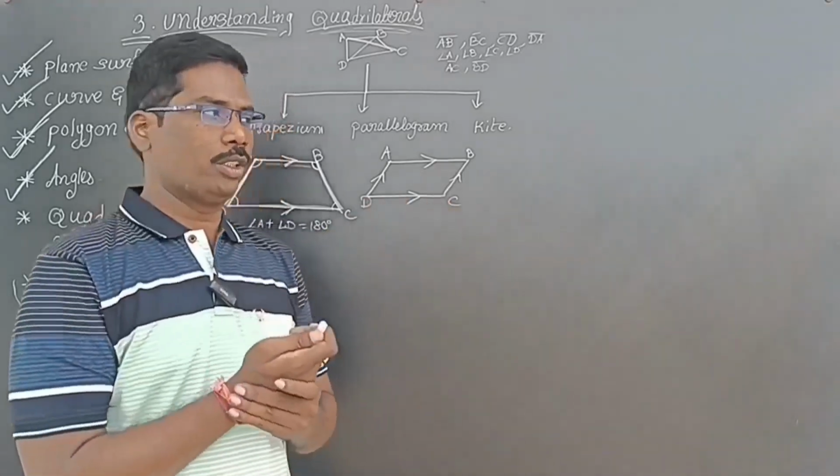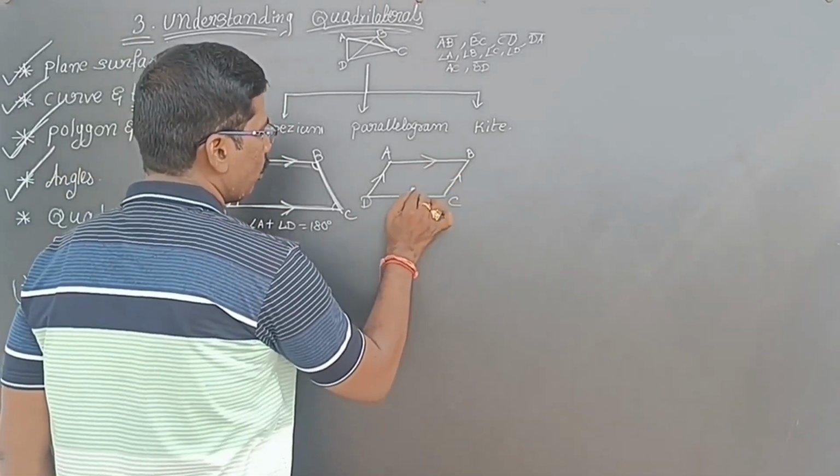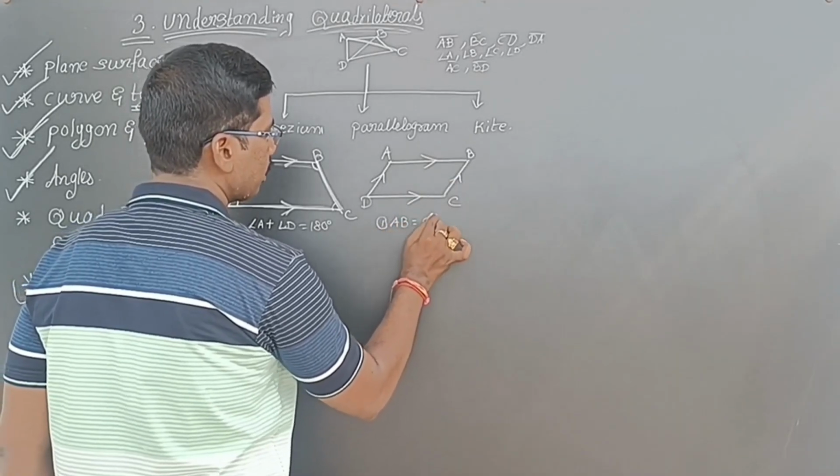Now we'll see the properties. See, if you look at each and everything, this is equal to this one. Means the first property is that opposite sides are equal.